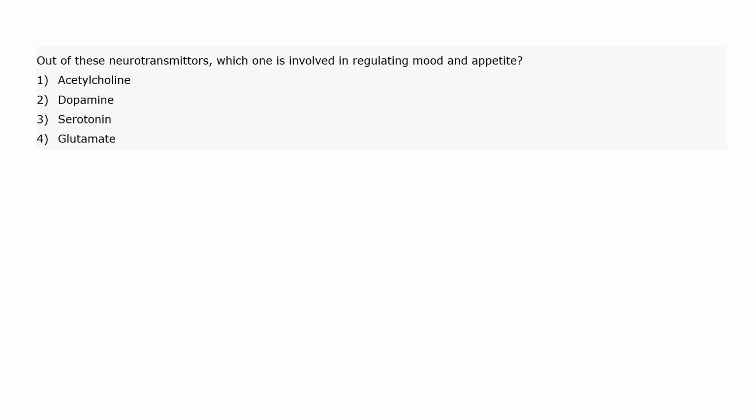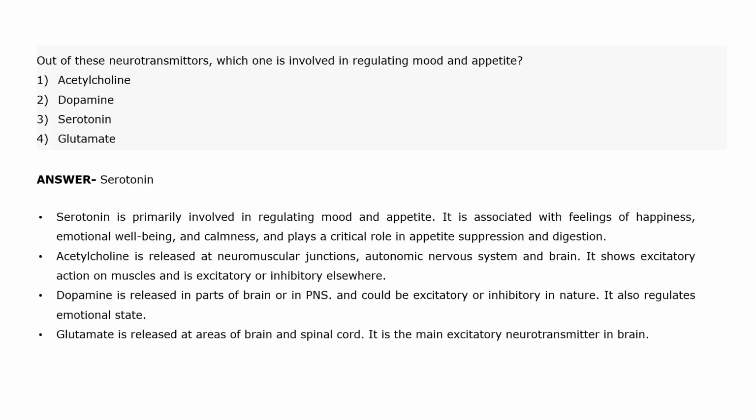Okay, I think majority of you go with option number 3, right? So option number 3, serotonin, is the right answer. So basically serotonin, out of these neurotransmitters, is involved in regulating mood and appetite. It is associated with other functions like regulating your emotional well-being, like maintaining your calmness and happiness, and also plays an important role in regulating your appetite suppression as well as digestion.